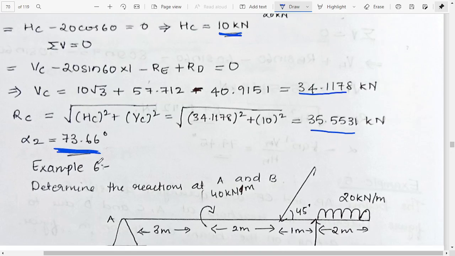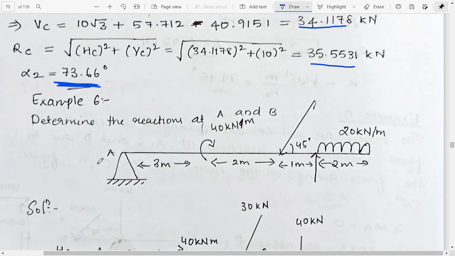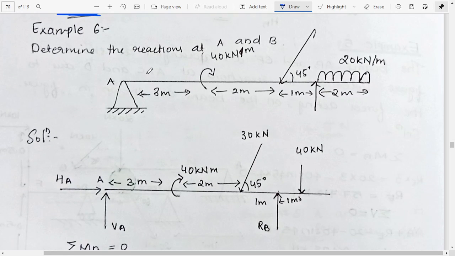Okay, so let us move to the sixth example. We need to find the reactions at A and B. So I think B is this part because it's not given anything. So let's name it as B.